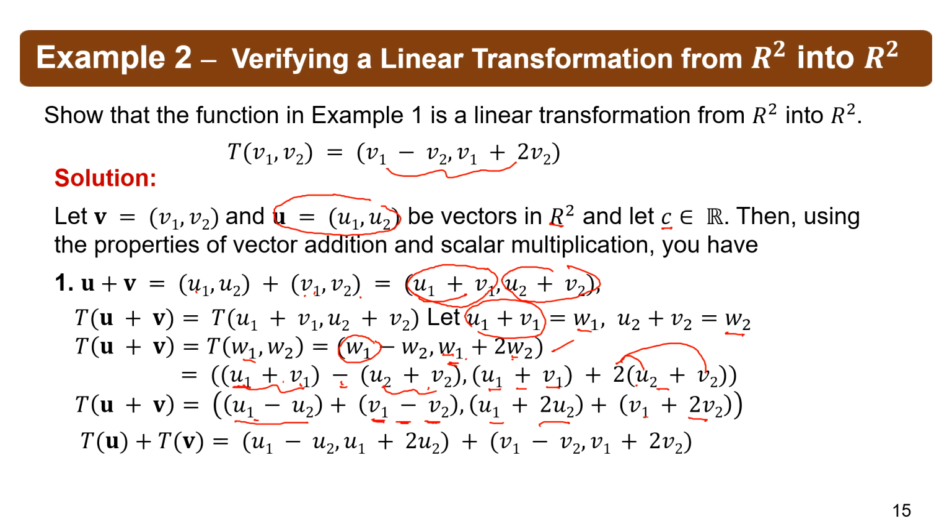Now, if we apply the transformation separately, let us apply the transformation to u first. Following this form, just change v to u, because the one that we are using here is u. So u1 minus u2, comma, u sub 1 plus 2u sub 2. And then plus, of course, this one, which is exactly this one.